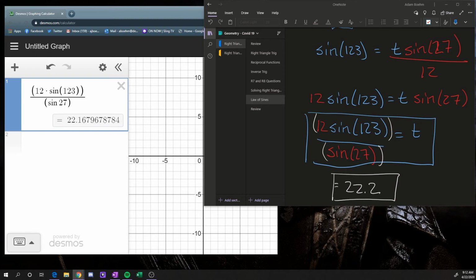And we can do one or two more examples. But I want to stop there for a second. Are there any questions over this problem?